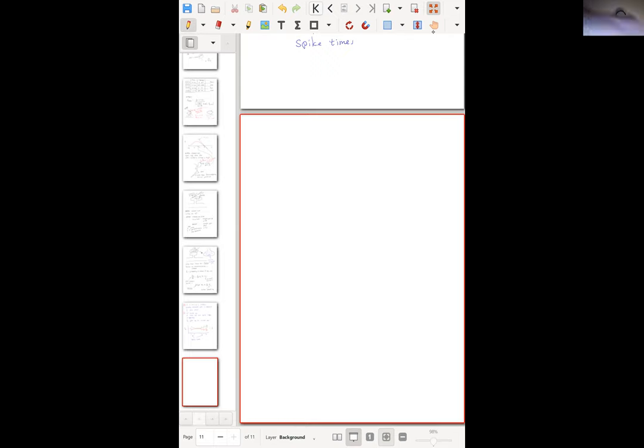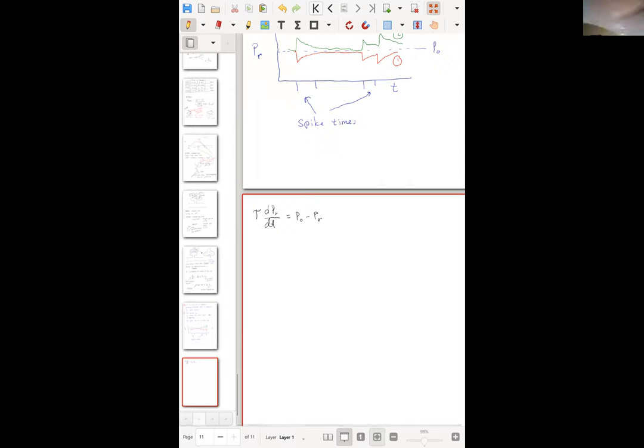So we can actually write down equations that give us a description of these curves. We want to write down an equation for release probability. I'll tell you a little bit about the implications of this. So you write tau dPr/dt is equal to P naught minus PR. I won't go into too much detail. It's sort of intuitive: if nothing's happening, the release probability is pulled toward P naught. P naught is this dashed curve over here.